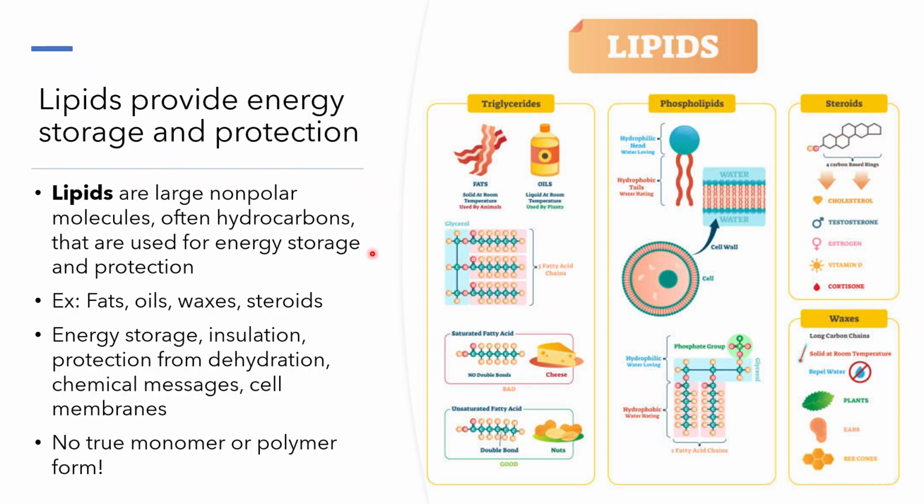So, of all four of them, lipids are the ones that have no true monomer, but they tend to be hydrocarbons, where the carbon and hydrogens are the backbone.